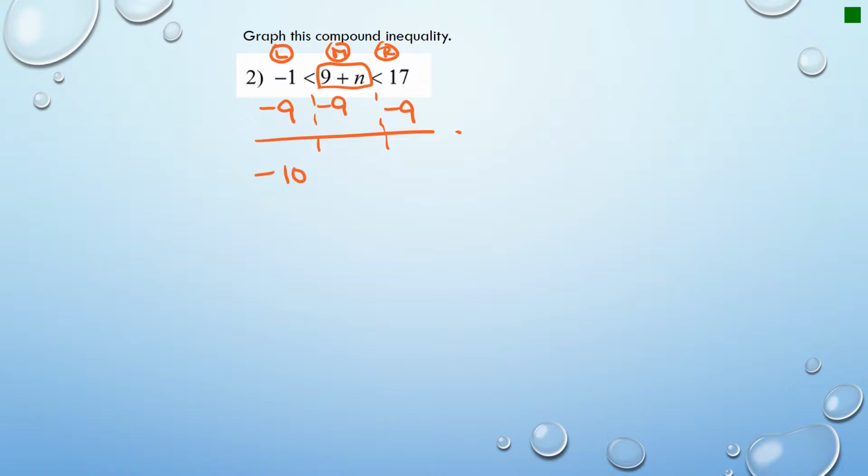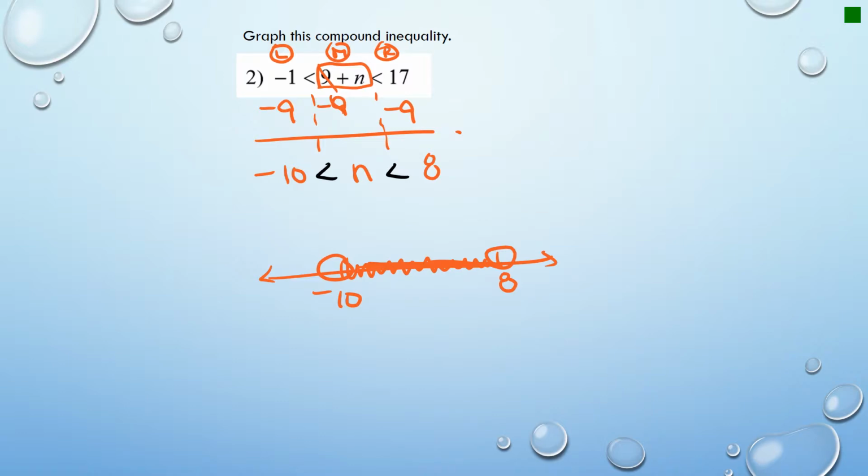Negative 1 minus 9 is negative 10. You're going to bring down the same sign they gave you. The 9s cancel out, you have n. Bring down the same sign. And 17 minus 9 is 8. Now on this one, I do not do anything except graph the negative 10 and the 8. Because n is trapped between those two, I just graph it right between. The 8 is not included and the negative 10 is not included. So n is bigger than negative 10 and it is less than 8. So it's the stuff in between. It's a cheater though, you don't even have to worry about it. It's lazy, just graph it right in the middle.